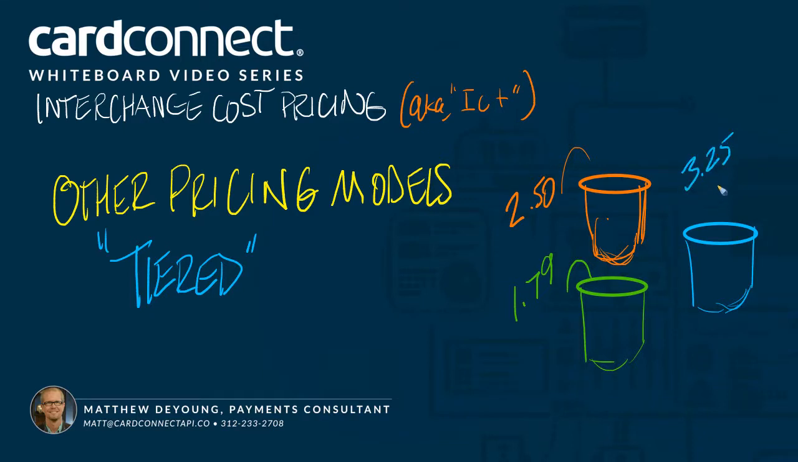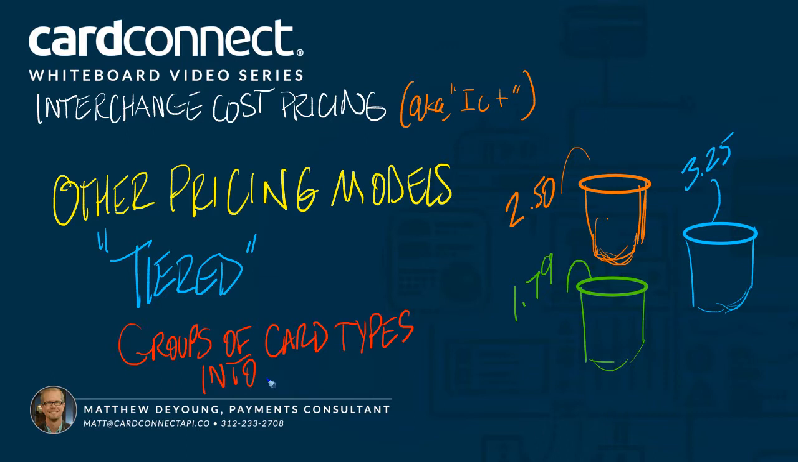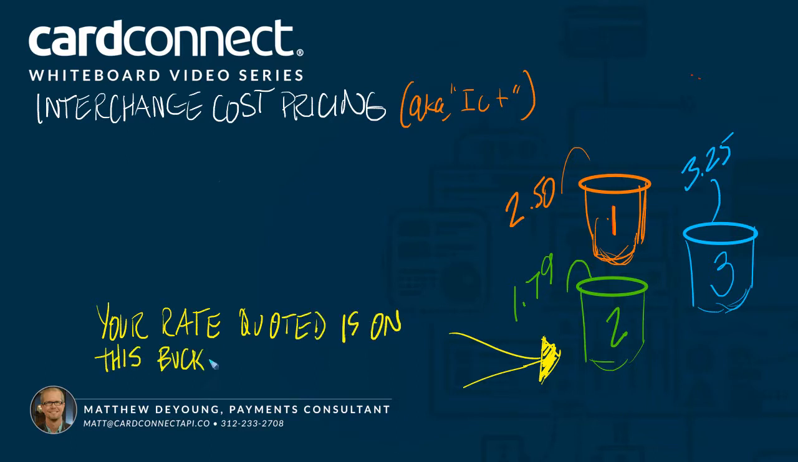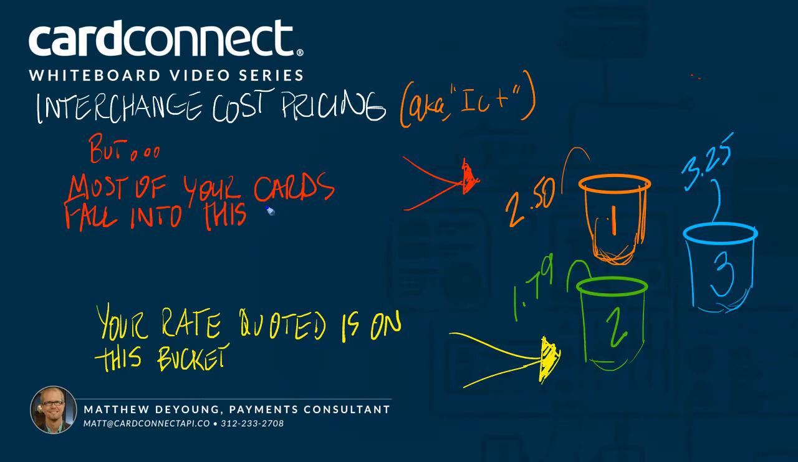You can see that on the screen. I've just demonstrated that for you here. And what I'm trying to say about tiered pricing, there's groups of types of cards or groups of card types lumped into buckets. So the problem is your rate quoted to you is probably the lowest of all these 3 buckets. But what if the highest or the second highest bucket is where most of your credit card types fall into? That's a little bit deceiving.